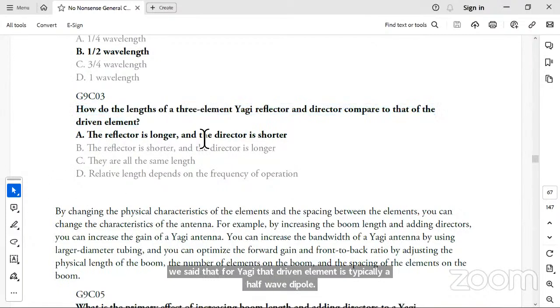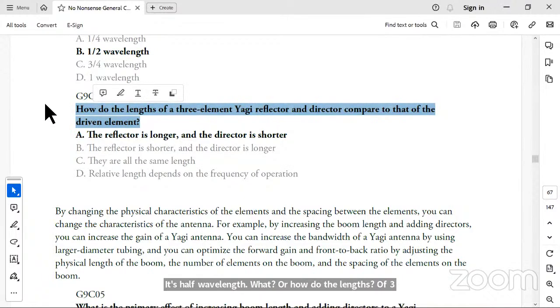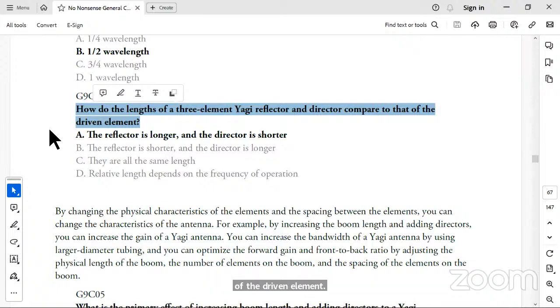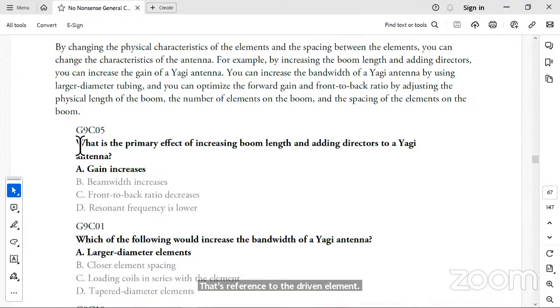What or how do the lengths of a three-element Yagi reflector and director compare to that of the driven element? So we did say that the reflector will be a bit longer and directors are a bit shorter. That's in reference to the driven element. Okay, next question in the question pool.